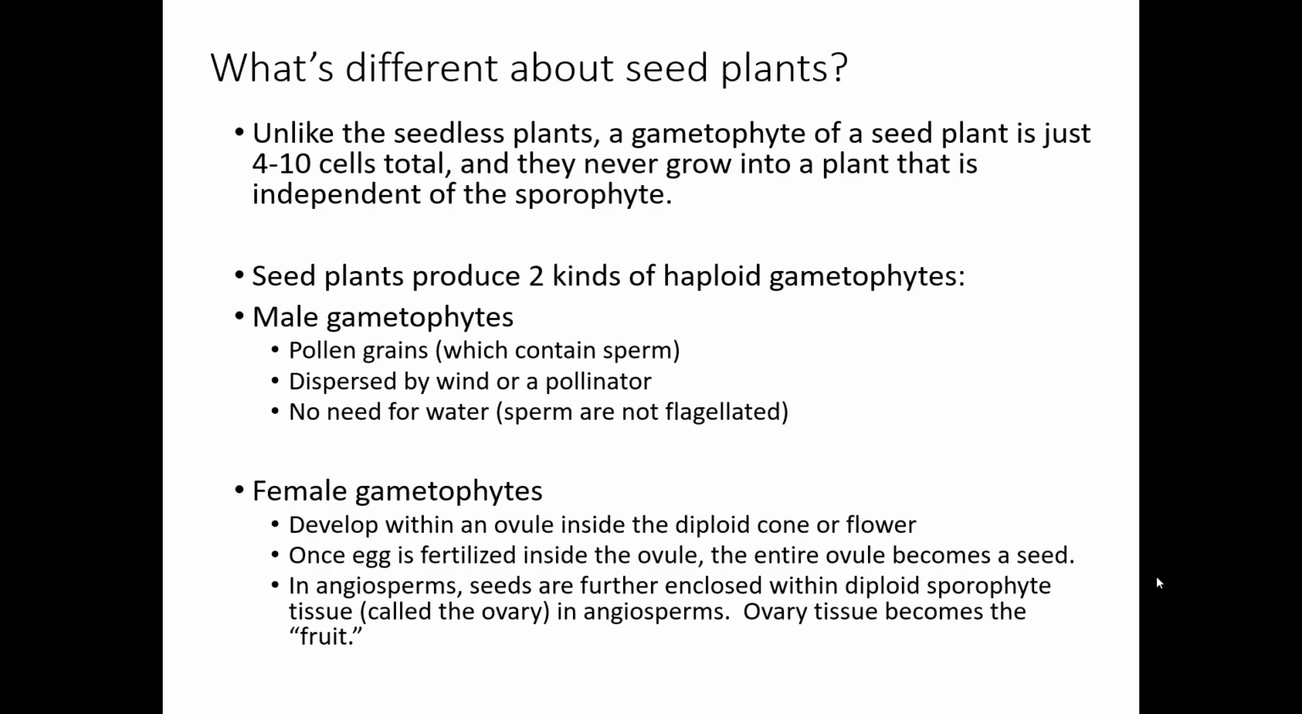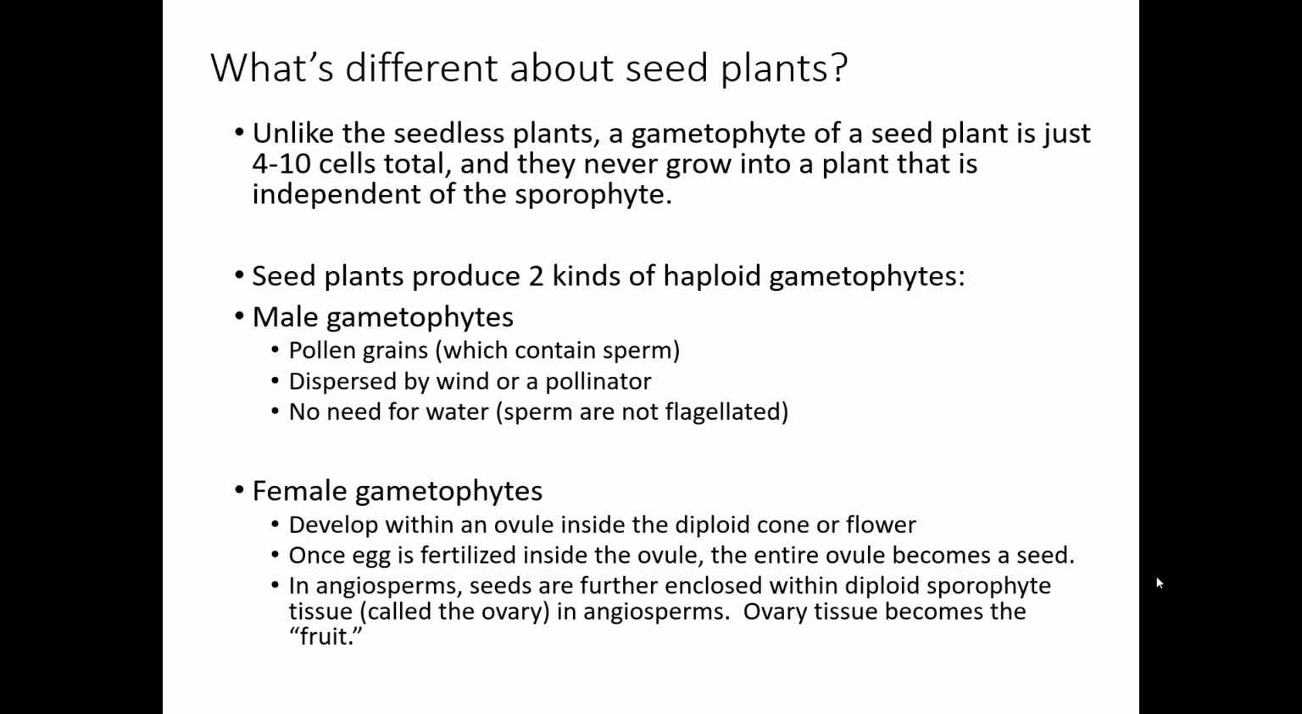Now, pollen grains are moved by wind or some kind of pollinator, the birds and the bees. So there's no dependence on water for the sperm to move. And interestingly, the sperm in the seed plants are not flagellated. They do not have flagella. So even if there was water, they can't swim, which is kind of interesting. So sperm have to crawl.